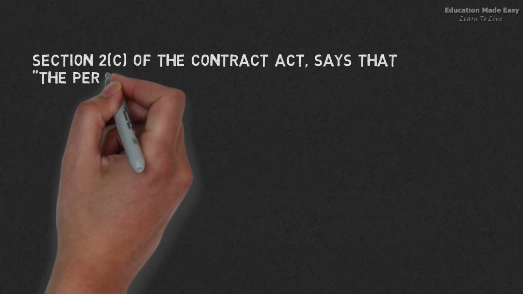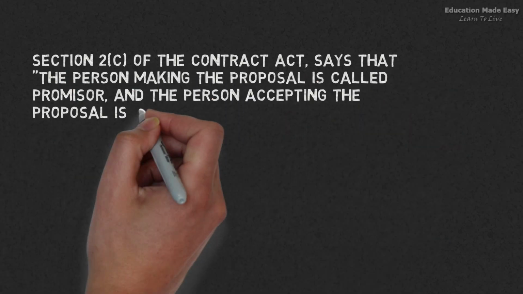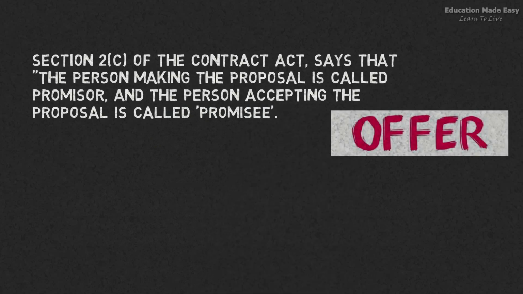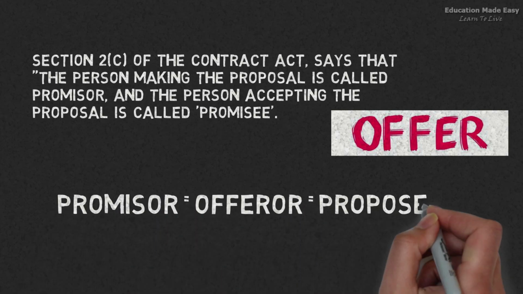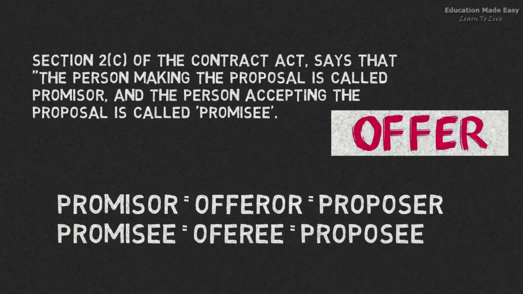Section 2, Clause C of the Contract Act says that the person making the proposal is called promisor and the person accepting the proposal is called the promisee. Promisor is also known as offerer or proposer. Likewise, promisee is also known as offeree or proposee.